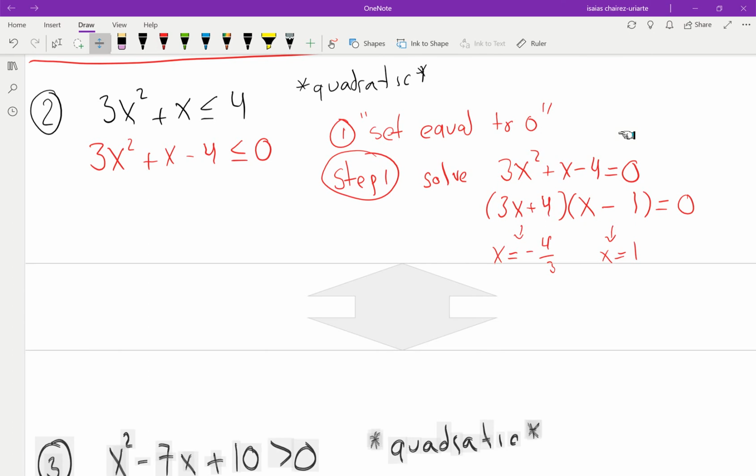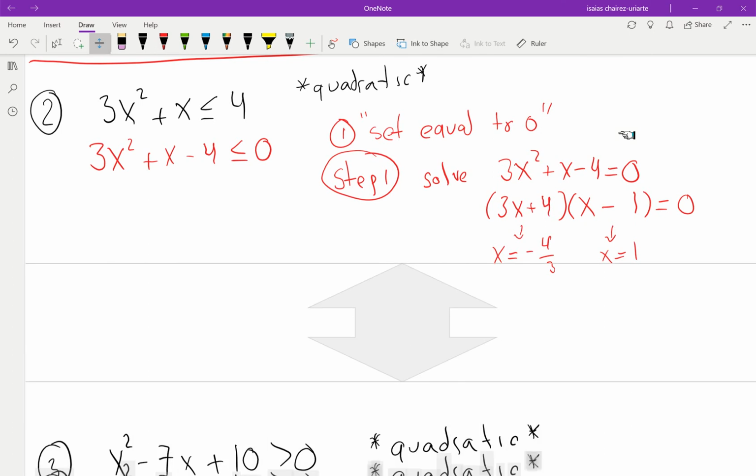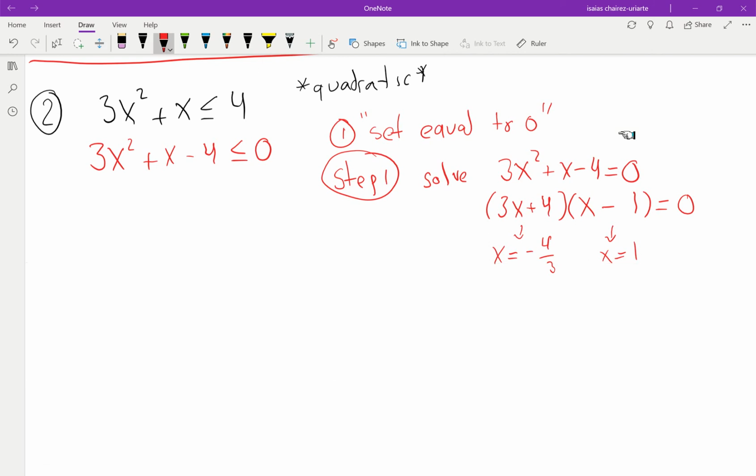So let me give myself a little bit of room here. Now what I'm going to do is our step 2. I am going to go ahead and put these values on the number line. Negative 4/3. And right now I'm dealing with less than or equal, so my boundary points will be included. So I'm going to draw them as little solid dots. I'm going to say that that's negative 4/3, and over here I will put 1.